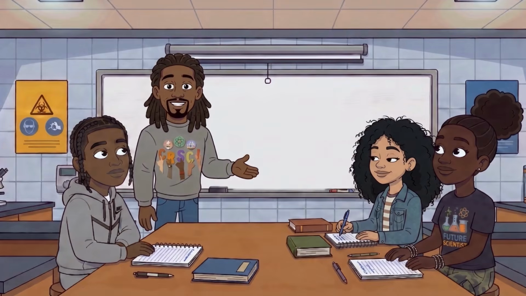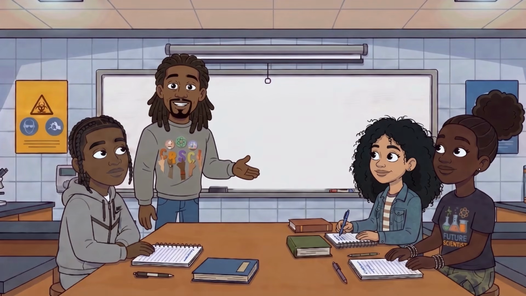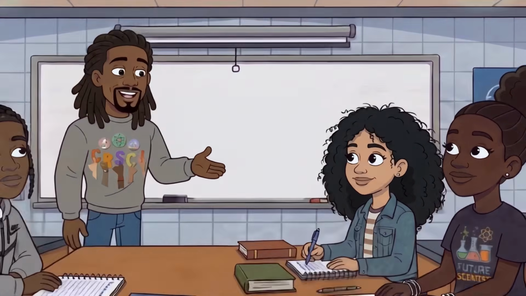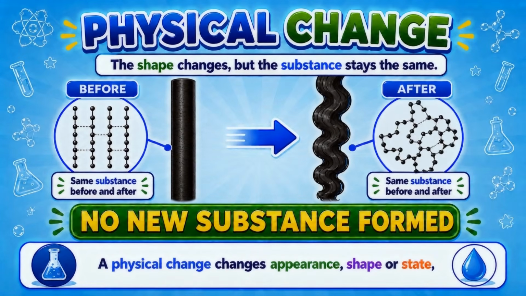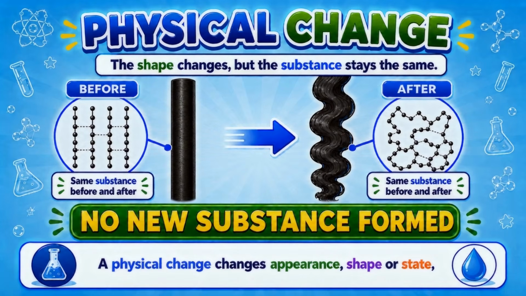A physical change changes what a substance looks like, but not what it's made of. Let's zoom in. The particles are still the same, they just change position. No new substance is formed.